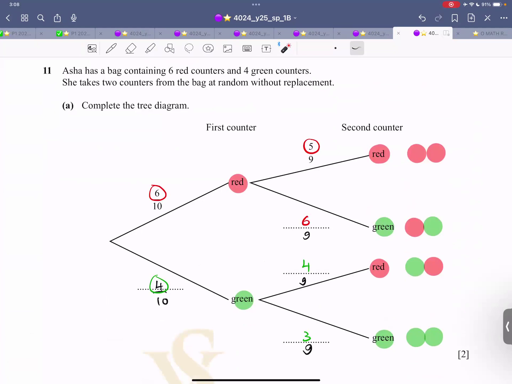Now, another probability question. Asha has a bag containing 6 red and 4 green counters. She takes 2 counters from the bag at random without replacement.